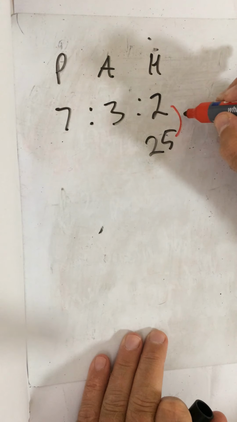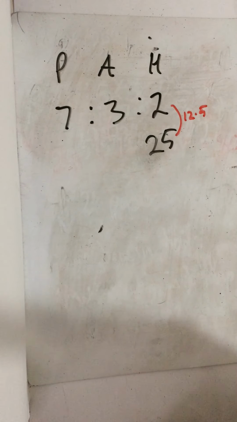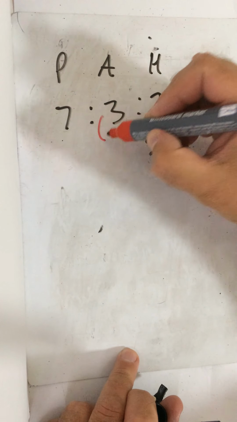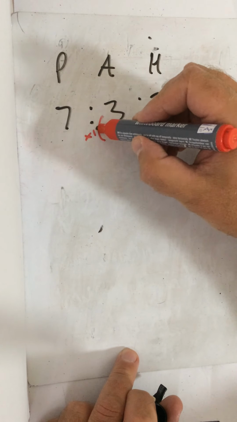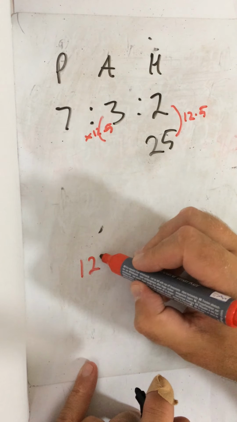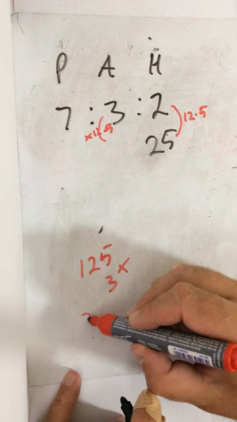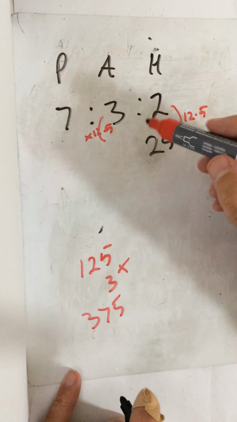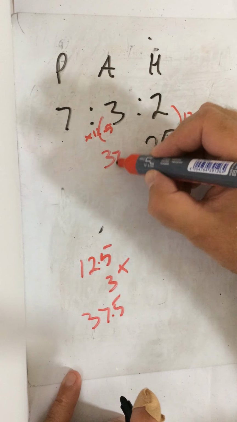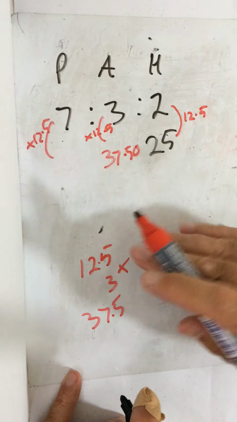So how are we getting from there to there? This time we're timesing by 12.5. These questions do also involve fractions and decimals. So I'd have to do the same here, times that by 12.5. I'm going to do 125 times 3. That's 375. There's one decimal point in the question, so you get one in the answer. So they would get £37.50. And then we'd have 7 times 12.5.